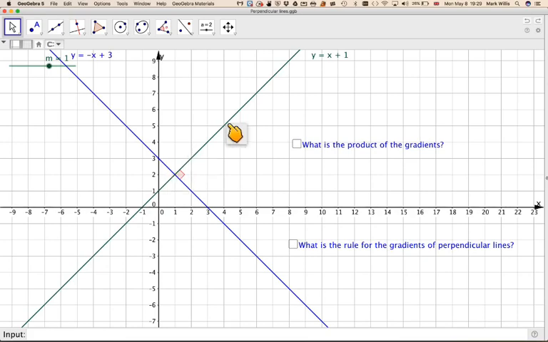So here we have the line y = x + 1, and the blue line is the line y = -x + 3. If you take the gradient of this one, which is -1, and the gradient of this one, which is 1, we don't write the 1 in, then we can see that the product, the multiplication of them, 1 times -1, is -1. So if one line has a gradient m, the other line will have a gradient -1/m. Let's change the value of m to something like 2.